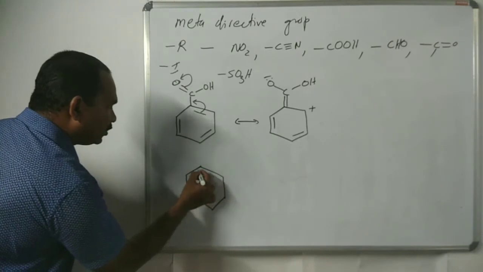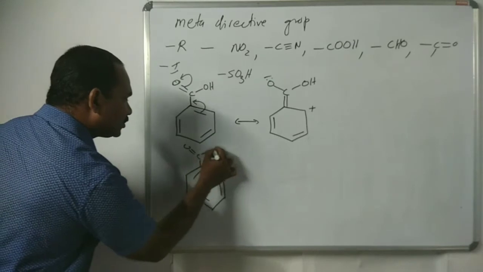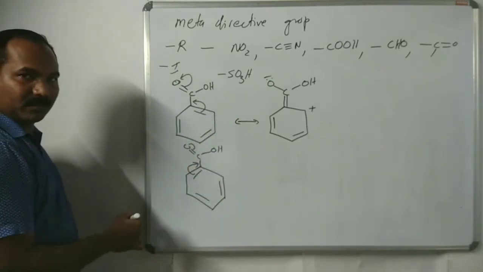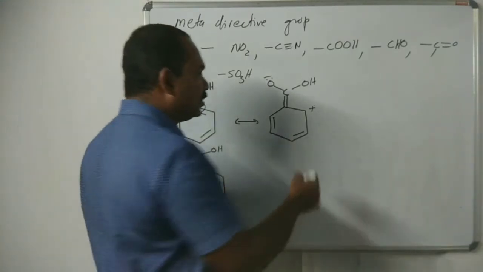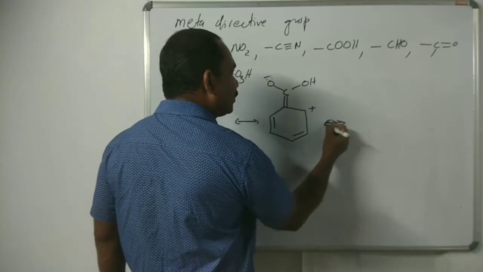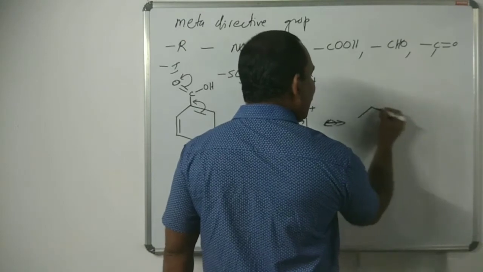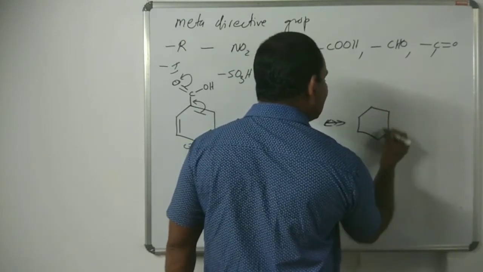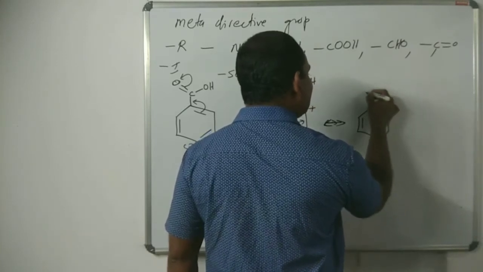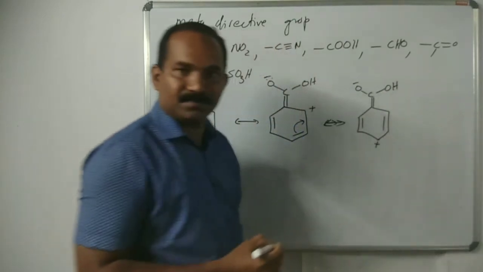In any direction you have to draw the resonance structures, no problem. Here this bond shifted, and the same pattern you will get. Then what happens in the next step? Resonance structure, double head arrow. This pi electron shifted to this side and we get the structure. The positive charge comes at the para position, CO minus OH.